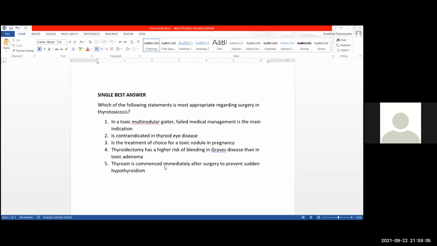Then thyroxine is commenced immediately after surgery to prevent sudden hypothyroidism. That's also wrong, because you don't give thyroxine immediately after surgery for the reason we mentioned earlier. You wait for a few days until the circulating thyroid hormones go down. Sometimes they go up when you handle the gland also. So these are your responses.